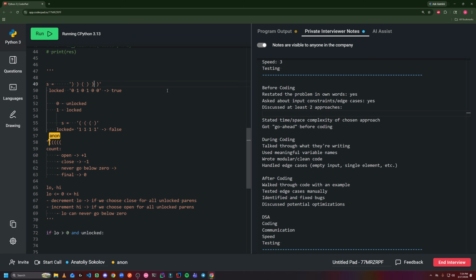It would just keep incrementing here, so I can see it get pretty high. So I think it's something about, if I have an unlocked one and decrementing low would cause it to drop below 0, and I can't do that. I have to choose the +1 option.